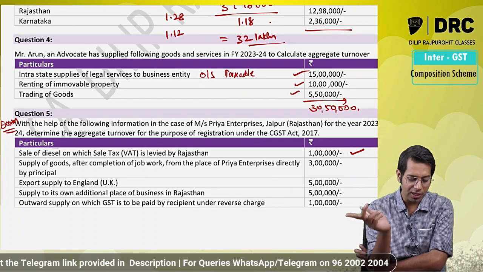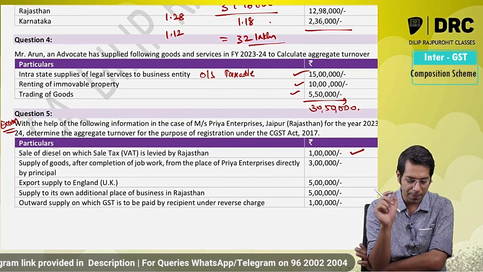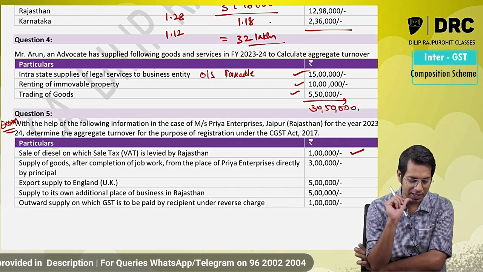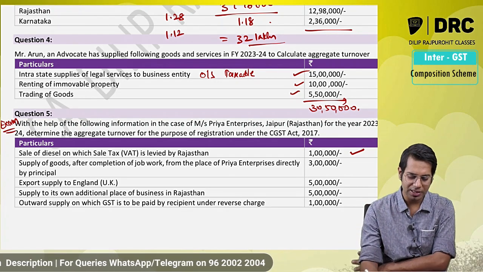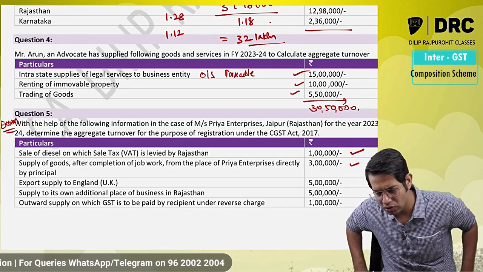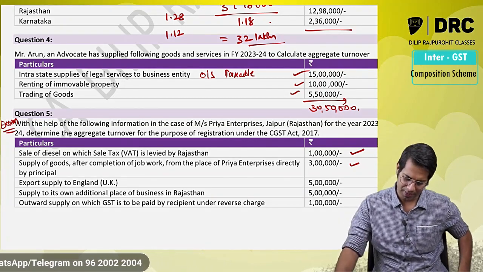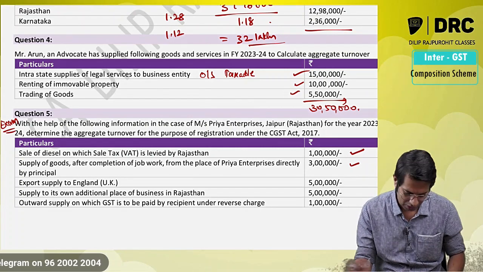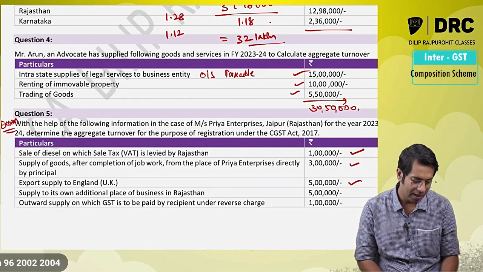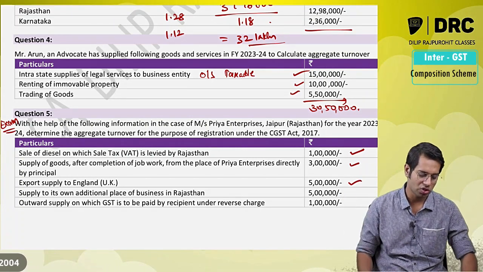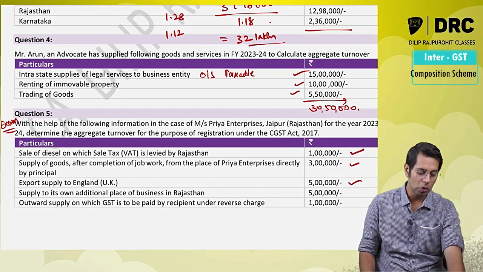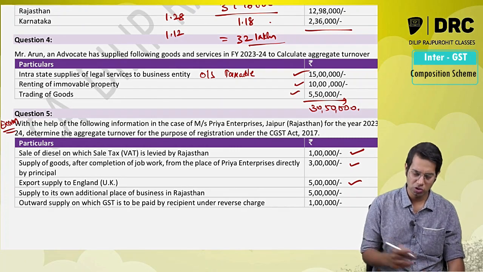Supply of goods after completion of job work from the place of Priya Enterprises directly by the principal. So whether this also will be included? Actually, job work provision is applicable for your final levels. Basically, yes, it is required to be included. Export supplies, this is a final question. Export supply to England, UK, exports also will be included.